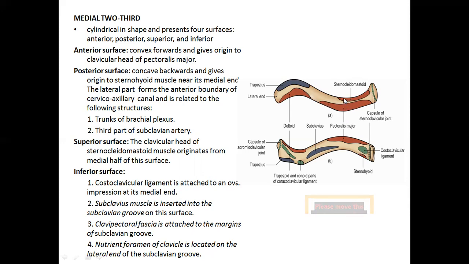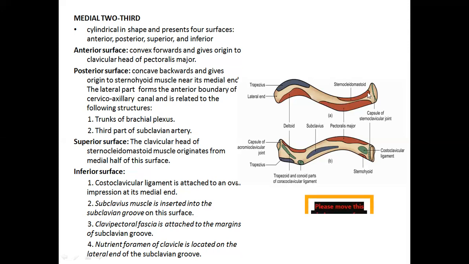Then coming to the posterior surface, it is concave backwards, and it gives origin to the sternohyoid muscle near its medial end, and the lateral part forms the anterior boundary of the cervicoaxillary canal. This we will repeat when we are doing the axilla. You need not worry now about what the cervicoaxillary canal is. This posterior surface is related to the trunks of the brachial plexus and the third part of the subclavian artery. Brachial plexus is a separate 1 hour lecture. Subclavian artery is a separate 1 hour lecture. I am just introducing terms here. You need not worry even if you are not understanding these two words at the moment.